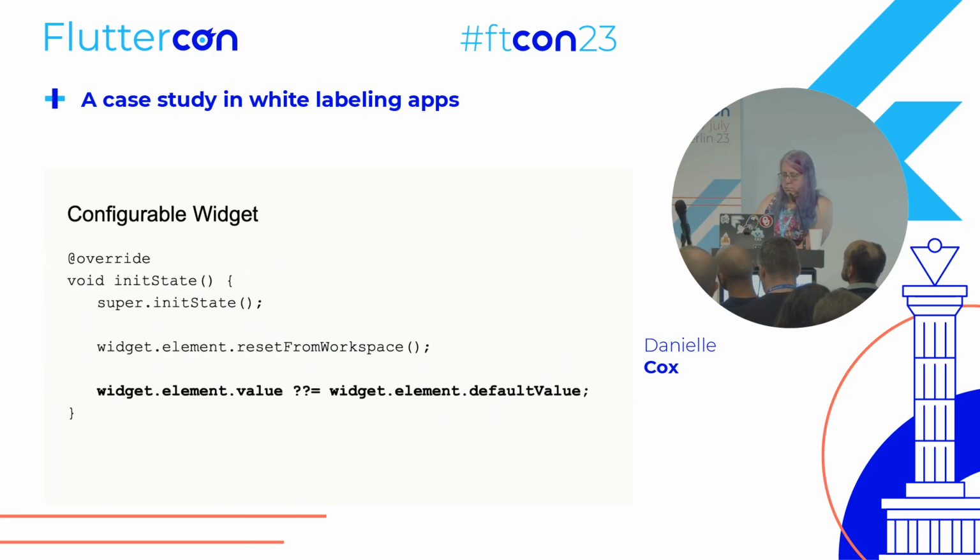And so let's go back one more time to this configurable widget. I've now added a ?= and I call the default value. That says that if I got a value from reset from workspace, great. If I didn't, let's go grab the default value. And if that's null, then no harm, no foul at that point.